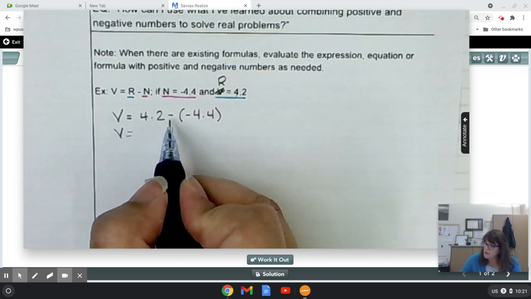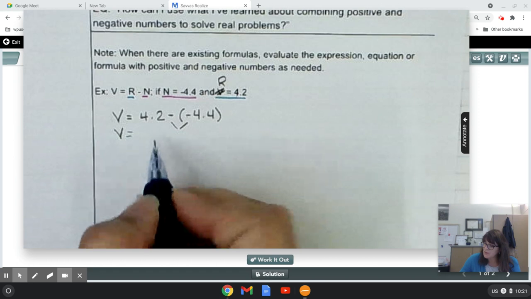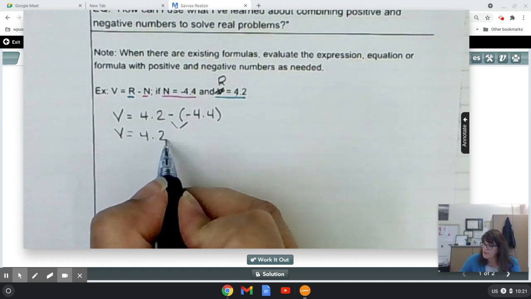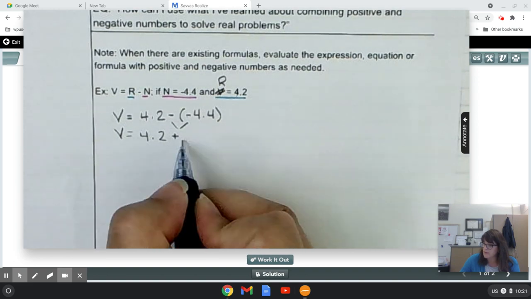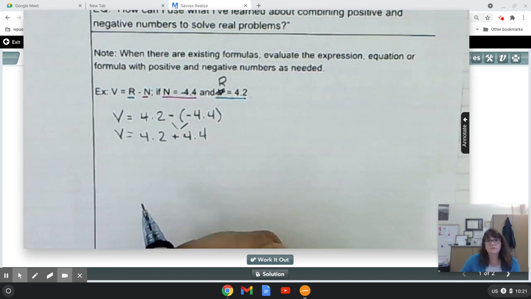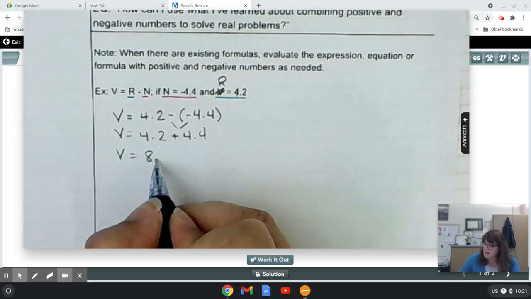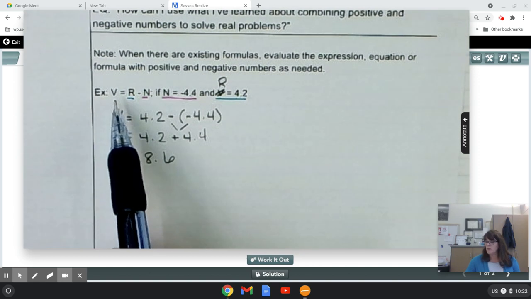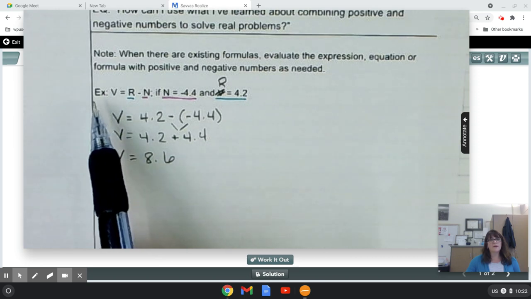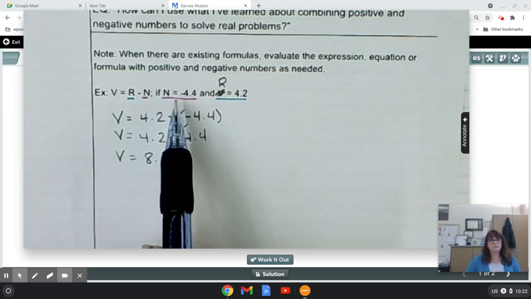Variation equals, well, here I have the opposite of a negative. So I'm going to rewrite this expression as 4.2. Opposite of a negative is positive, 4.4. So the variation is 8.6. That's all we're doing, okay? But I especially didn't want ones that look like this, that are kind of odd formulas, to throw you off.